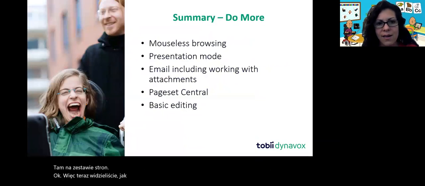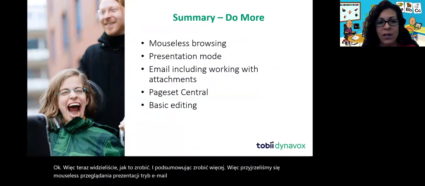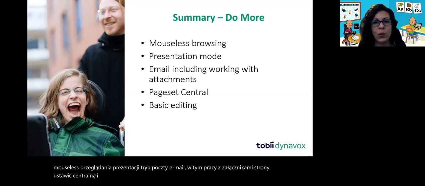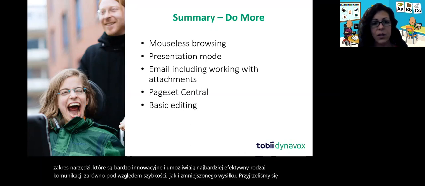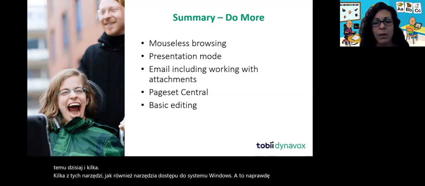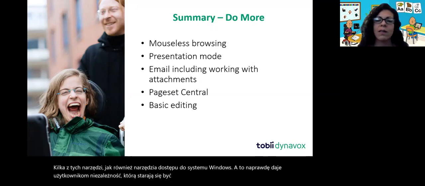And to summarize, do more. So we've looked at mouseless browsing, presentation mode, email, including working with attachments, page set central, and basic editing. So Communicator 5 really provides you that range of tools that are very innovative and enable the most efficient type of communication, both in terms of speed and reduced effort. We've looked at that today, and a bunch of these tools, as well as the Windows Access tools. And this really does give users the independence that they're seeking to be able to do what they once did, or to what they never thought possible.